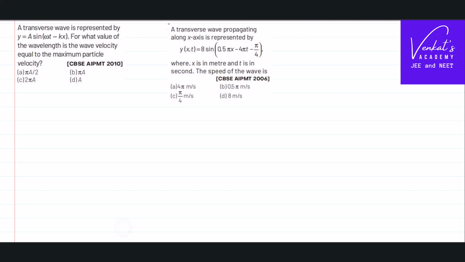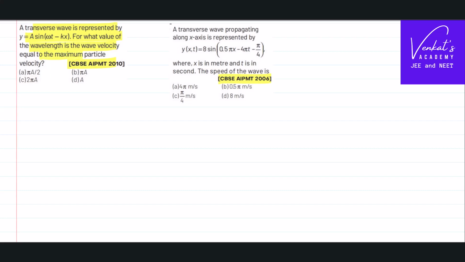Here in this video, we are solving two simple questions from AIPMT from the chapter waves. Let's have a look at the first question. A transverse wave is represented by y equals a sin(omega t minus kx). For what value of the wavelength is the wave velocity equal to the maximum particle velocity?